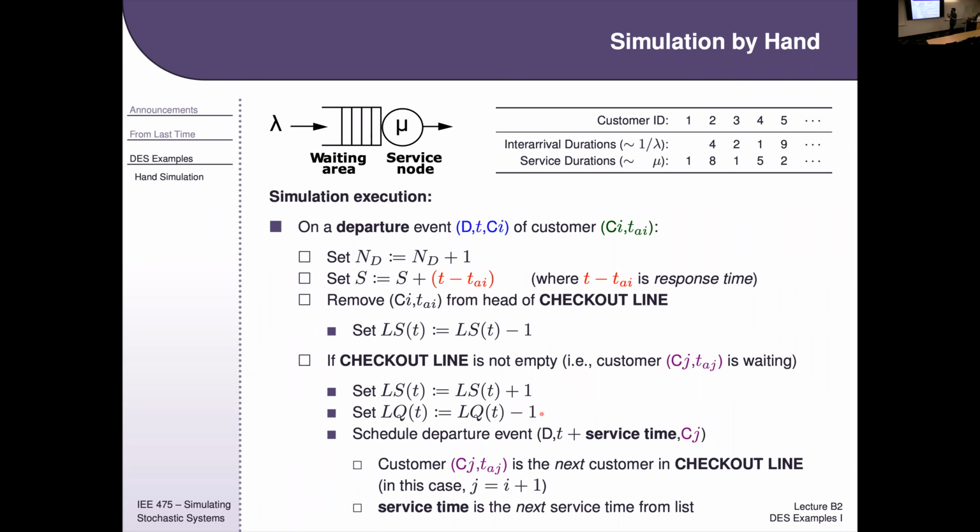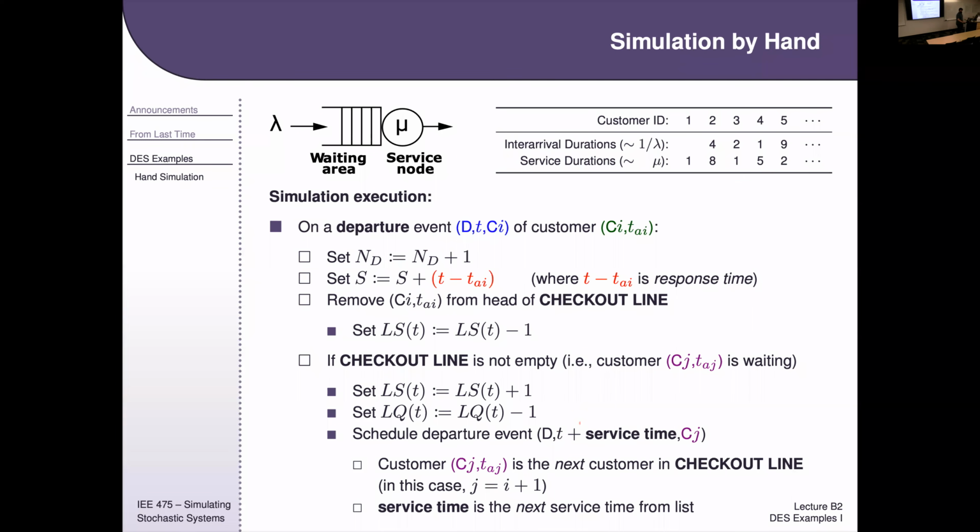And because someone has now entered service, they're going to eventually depart service. So we now know that we need to schedule their departure event. We're going to add a departure event to the future event list, which will be the current time plus whatever service time is associated with that customer. That customer is the next customer in the checkout line, and the service time is the next service time from the list. The way I've organized this, it goes straight down the list. Customer 4 will always be this one, customer 5 will always be this one, but you're really technically just drawing from the next number in the list, as if you're drawing a number from a random number generator.